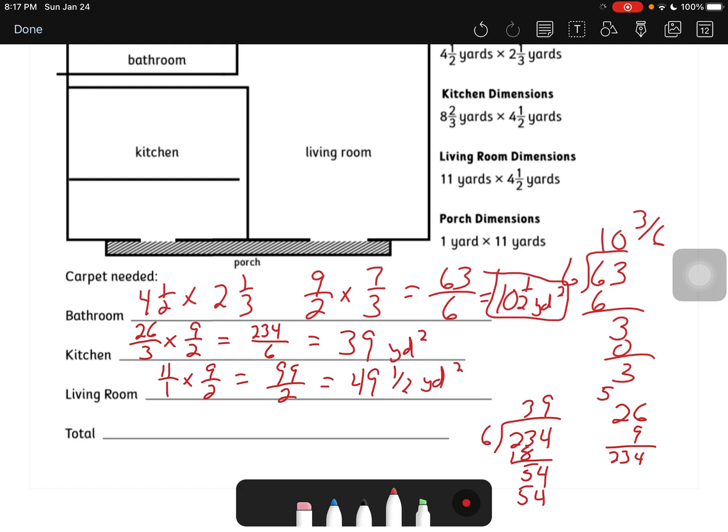Okay. I'm not going to spend time doing the total here. We just have to add all those up. Okay, so that's the basic idea. You change them to improper fractions and multiply, and then convert back to a mixed number. All right, so that's it for this lesson.